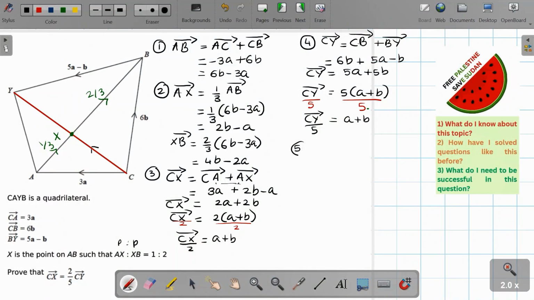Number 5, I'm going to say a plus b equals a plus b. A plus b over here is CX over 2, and over here it'll be CY over 5. I need to make CX the subject, so I'm going to multiply by 2 both sides. So then I'm left with CX is 2/5 CY. Okay, that's the first one done.